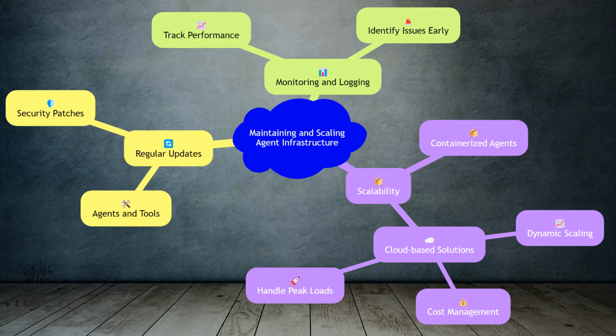Maintaining and scaling your agent infrastructure is essential for long-term success. Regularly update your agents and tools to ensure compatibility with the latest software and security patches. Implement monitoring and logging to track agent performance and identify issues early. For scalability, consider using containerized agents or cloud-based solutions that can dynamically scale based on demand. This approach helps manage costs and ensures that your infrastructure can handle peak loads efficiently.